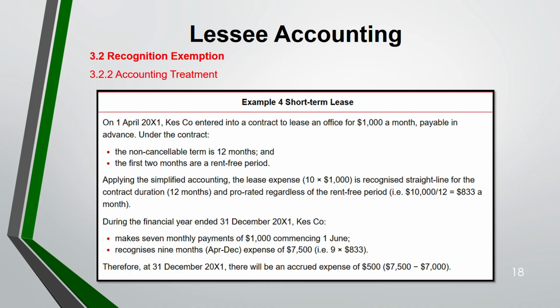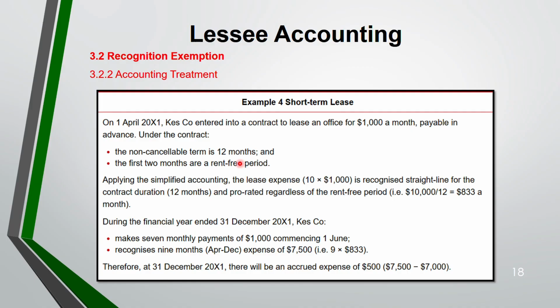Now, example 4, short-term lease. So let's see this. On 1st April, Case entered into a contract to lease an office for 1,000 a month that is payable in advance. Under the contract, the non-cancelable term is 12 months. That means the lease term is 12 months and the first 2 months are rent-free. See, it doesn't matter whether it's rent-free or not, your lease term is 12 months.